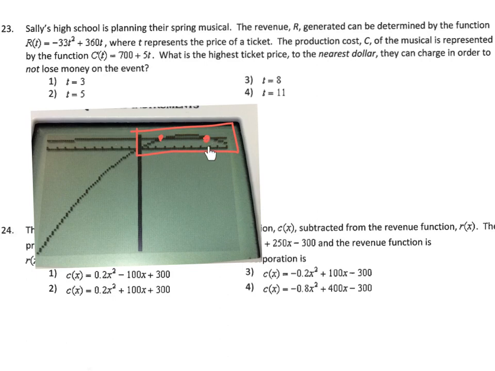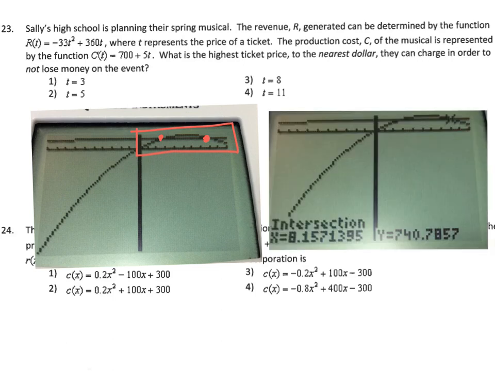So really all you're going to do is just second trace, intersect, and see where this occurs. Okay, so here we go. I could see I did the point of intersection. I found that this occurs at $8.16, but they want us to round to the nearest dollar, so that would just round to $8. Choice 3.